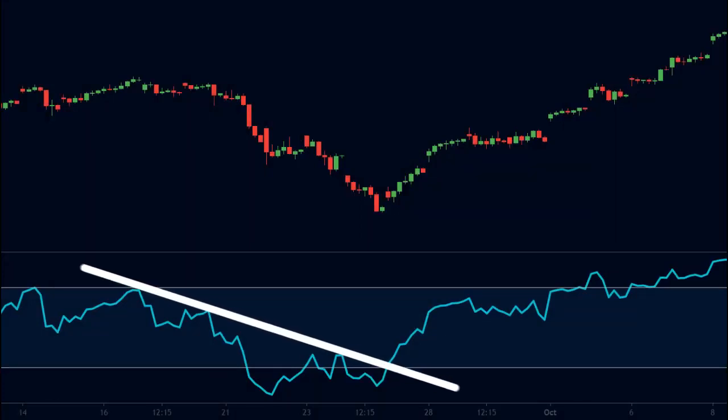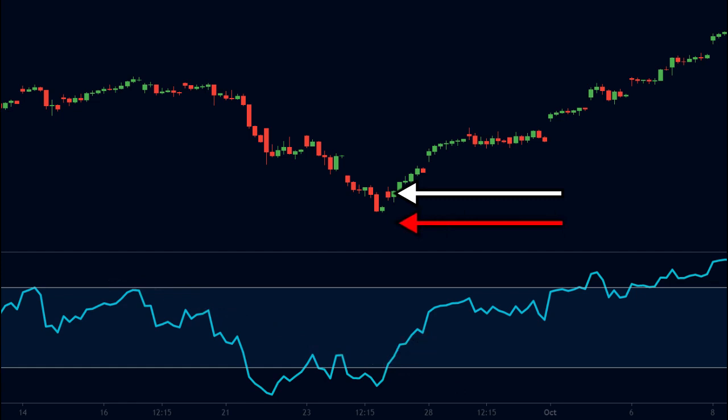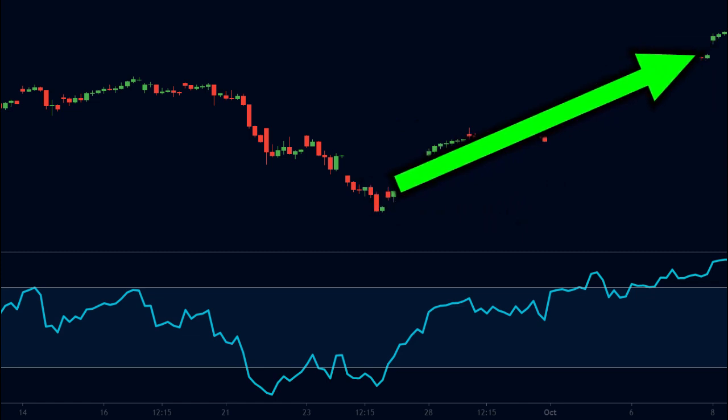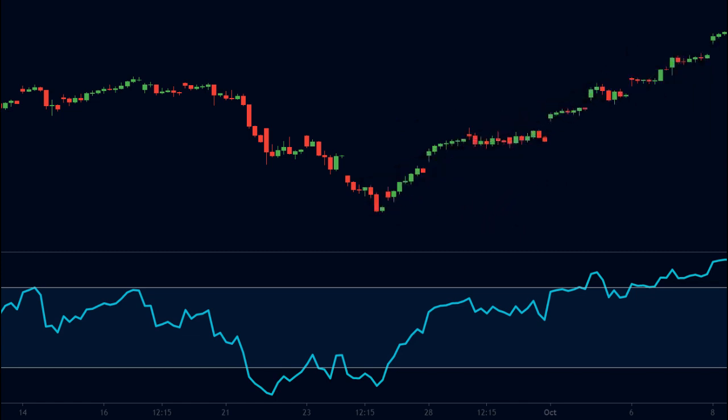We create a trend line on the RSI indicator and wait for its break. Here the RSI breaks the trend line. So we enter the market here. We can keep our stop loss below the recent swing low. And we can keep our targets at a 1.5:1 risk to reward ratio. As you can see, the price makes a strong up move after our entry.